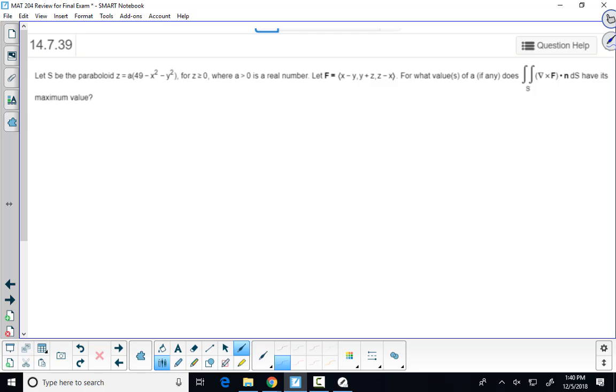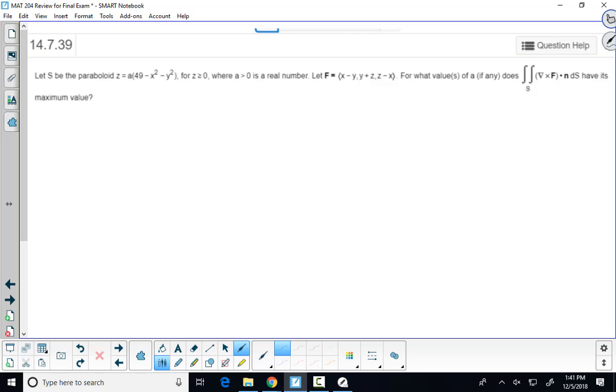Okay, so we have a paraboloid. A is greater than 0. It's a real number. So there's our vector field. For what values of A, if any, does the double integral of the normal component of the curl have its maximum value? So let's take a look at this paraboloid and figure out what our boundary curve is. This is a paraboloid that's opening down with a z value up there, if we let x and y both be 0, the z is going to be 49a. So let's go ahead and find our boundary curve.